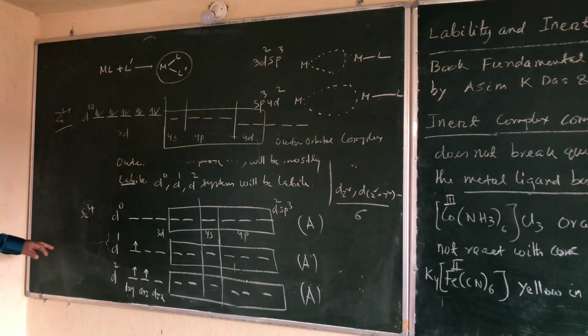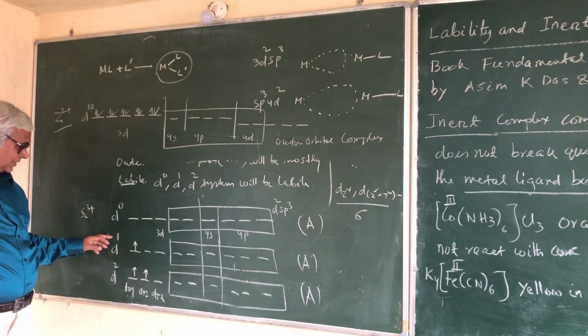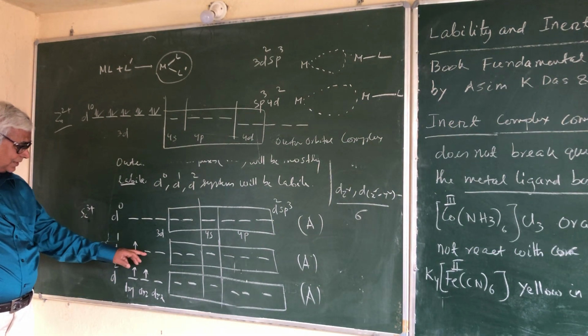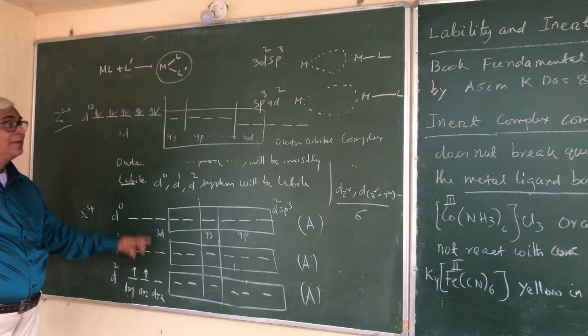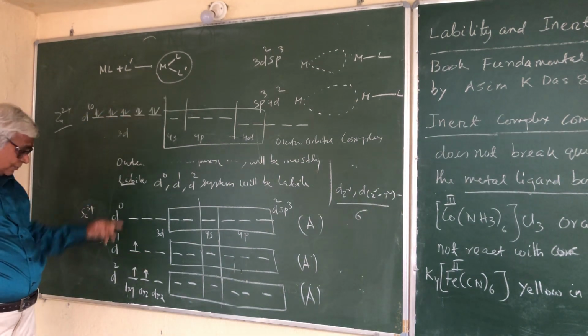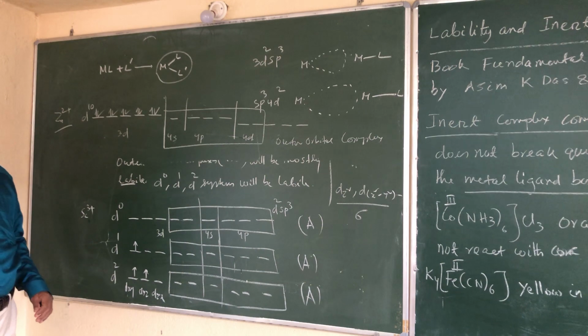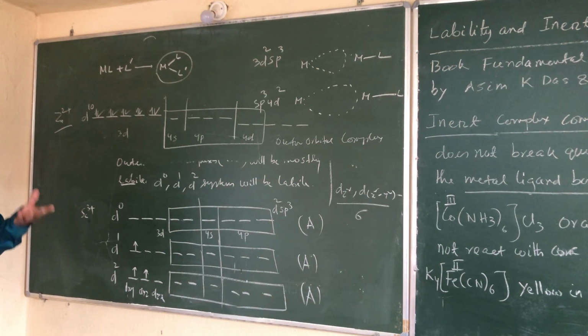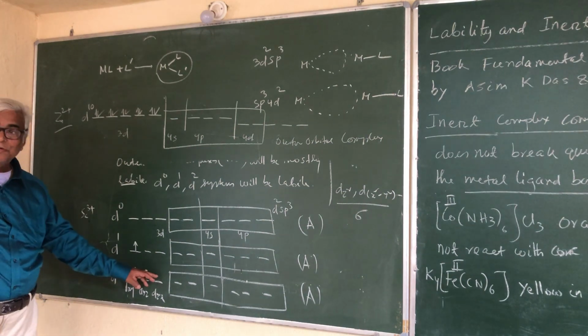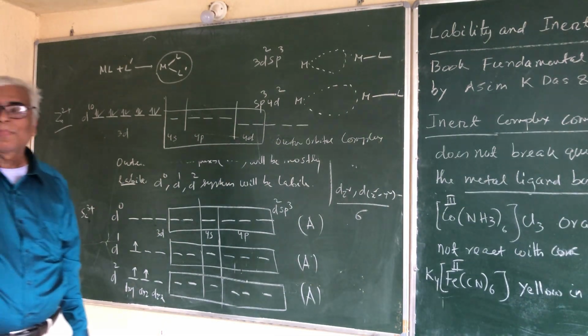Similarly, you come to the d1 system. If you have a d1 system, then 2 d orbitals are vacant, and a similar situation is possible. For d2, a similar situation is possible. For d3, it will be inert, because there will be one electron in each d orbital, so inert.